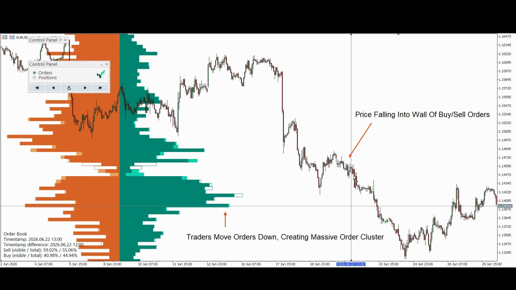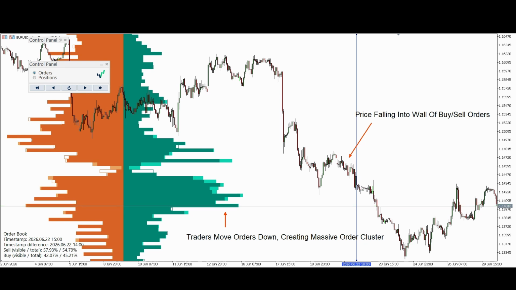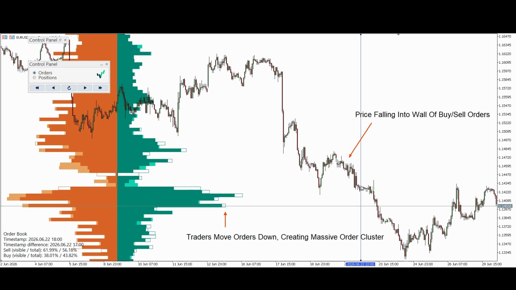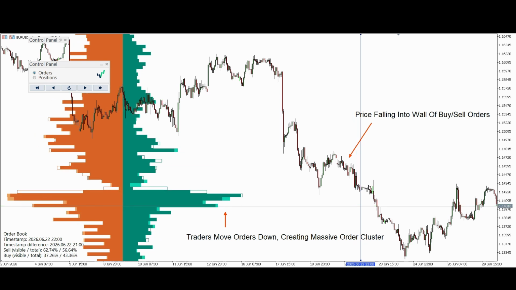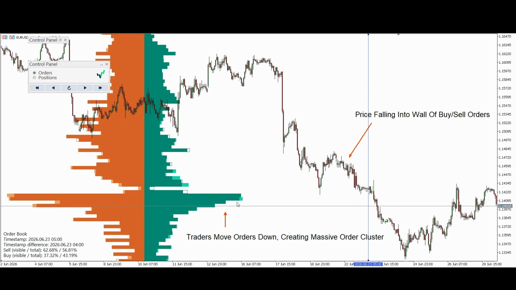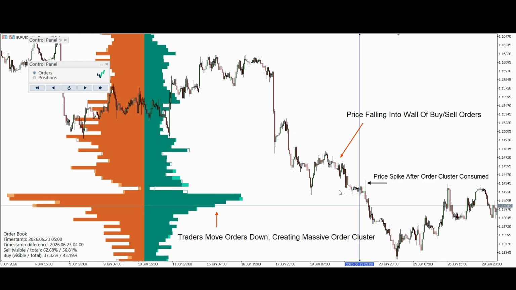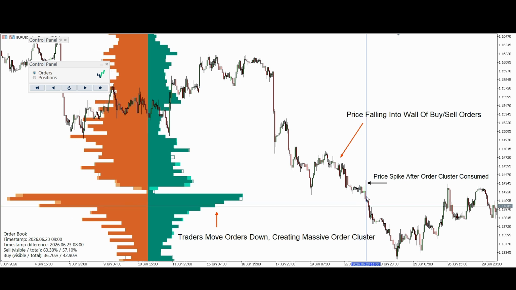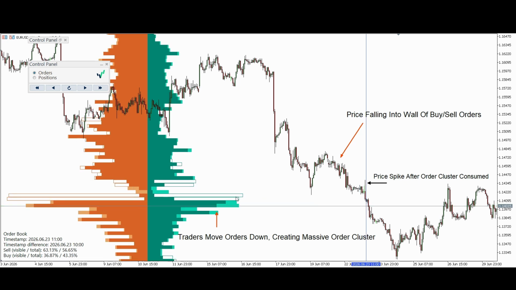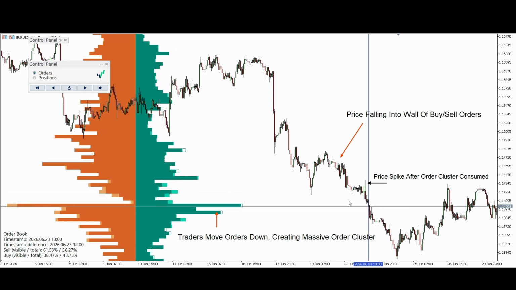You'll see clusters building as price approaches a level. That's traders positioning themselves. You'll see clusters disappear as orders get triggered or pulled. And sometimes you'll see liquidity shift from one level to another entirely. That's the market adapting in real time. So when you combine this with your zones, you're not just asking, was this level important? You're asking, is this level still important? And that's a completely different level of precision.